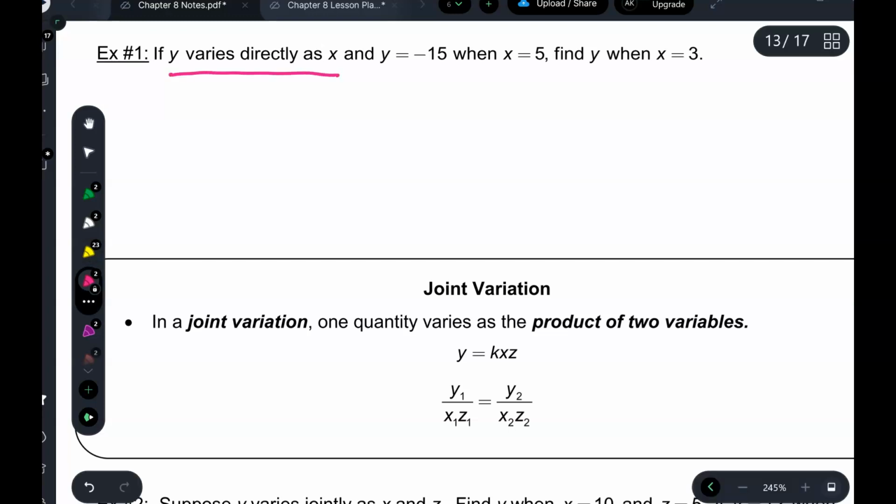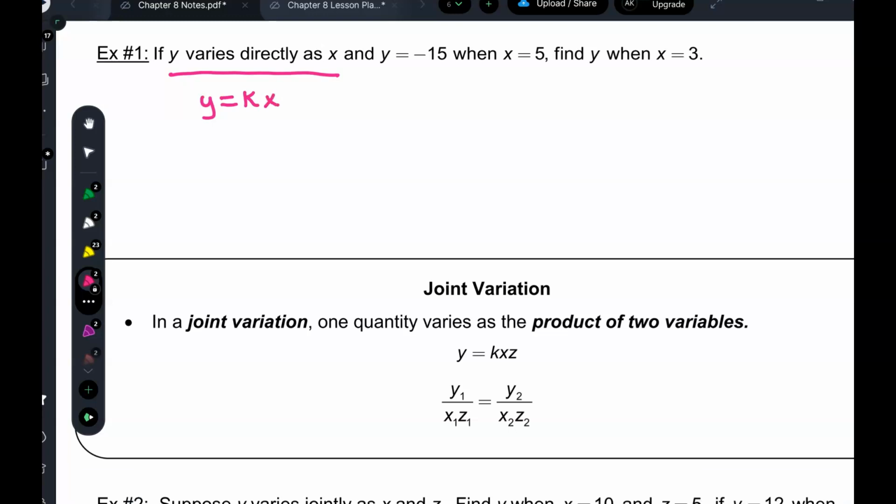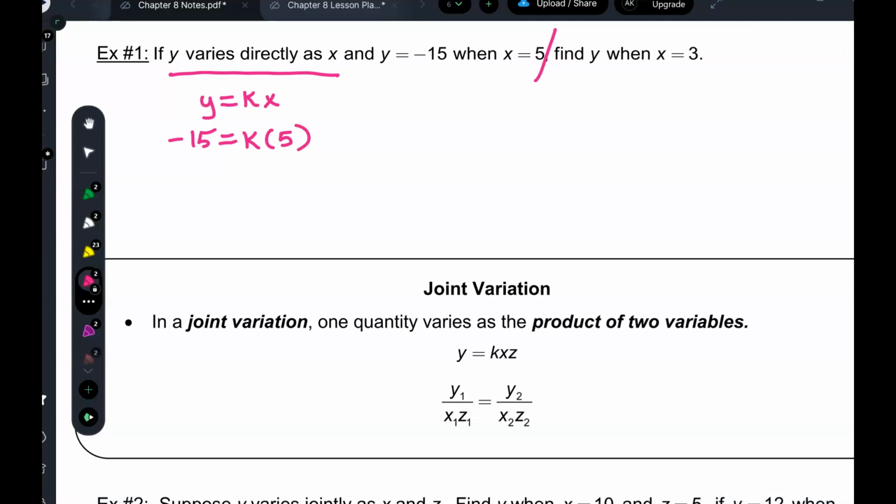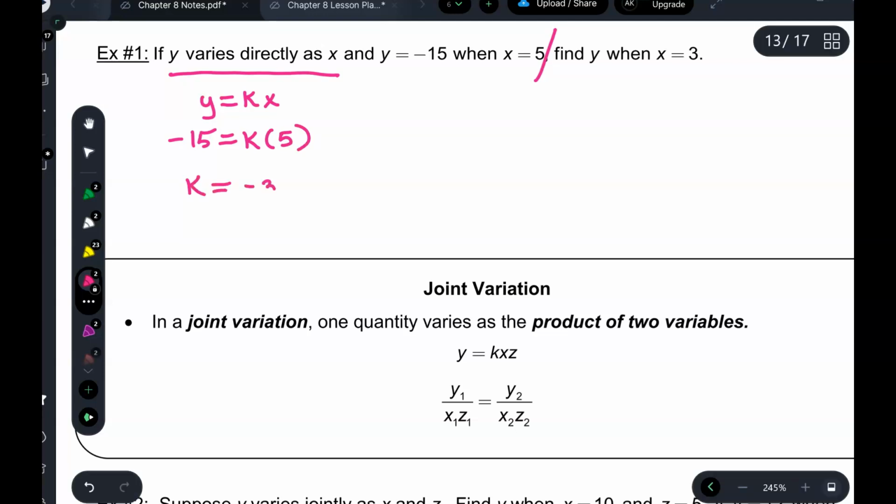Yeah, so basically when it says y varies directly as x, we know it's going to be y equals k times x. And it says y equals negative 15 when x equals 5. So we're going to take that first part. So negative 15 is equal to k times 5. So what does that give us for k? K equals negative 3.